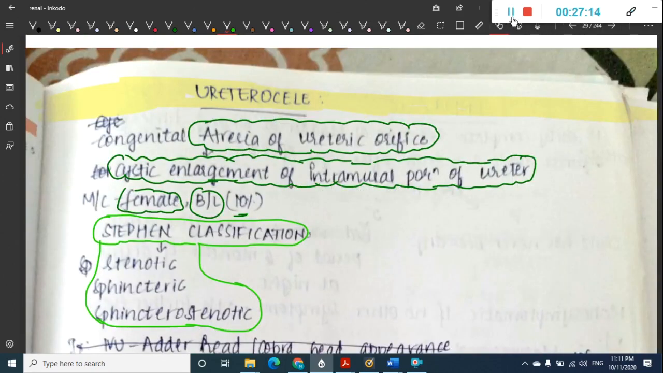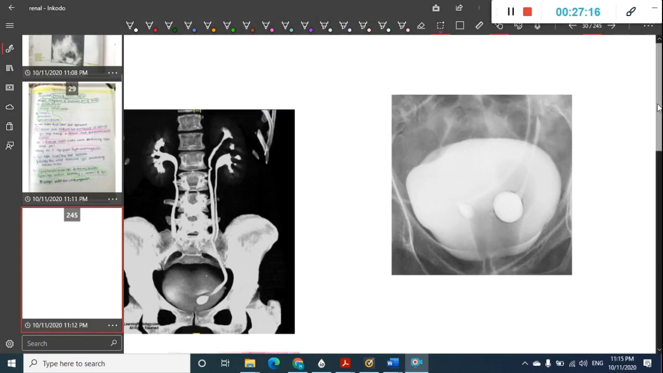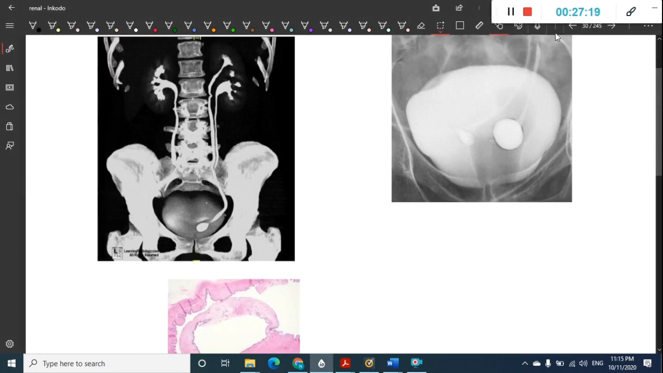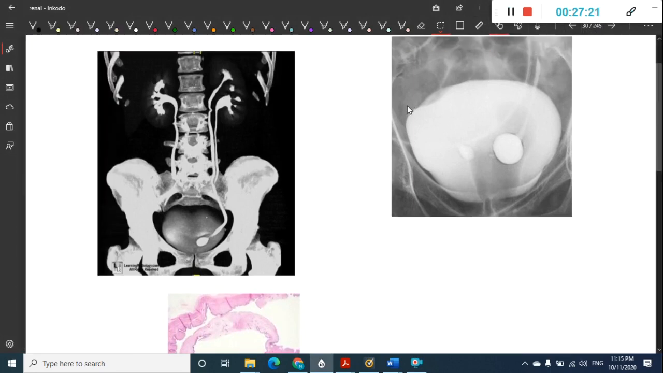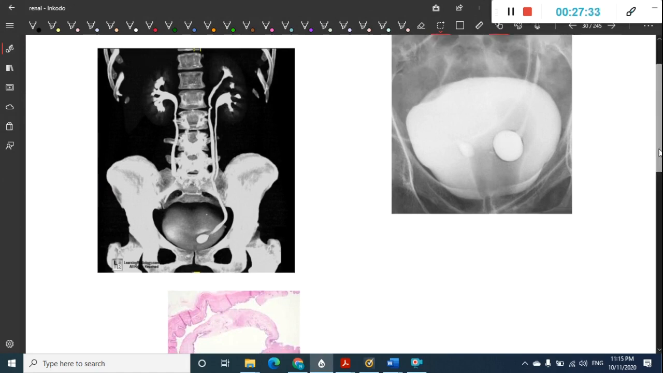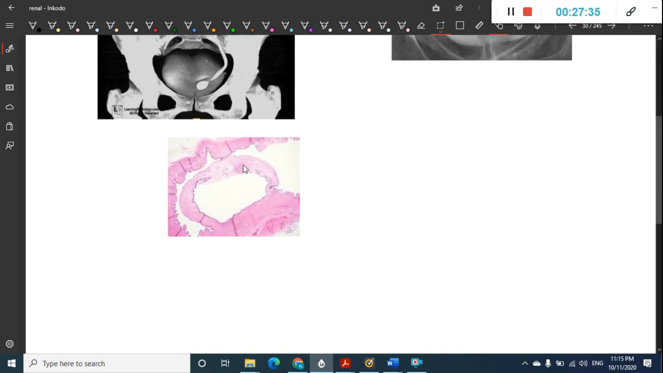So I will show you some images now. These are the pictures of intravenous ureterogram. Here, this is a duplex ureter, and the upper pole ureter is associated with this ureterocele. Then if you do a histology, you will see this section which is ureterocele. This is the bladder lumen. This is the ureterocele, which is a little dome shaped structure.